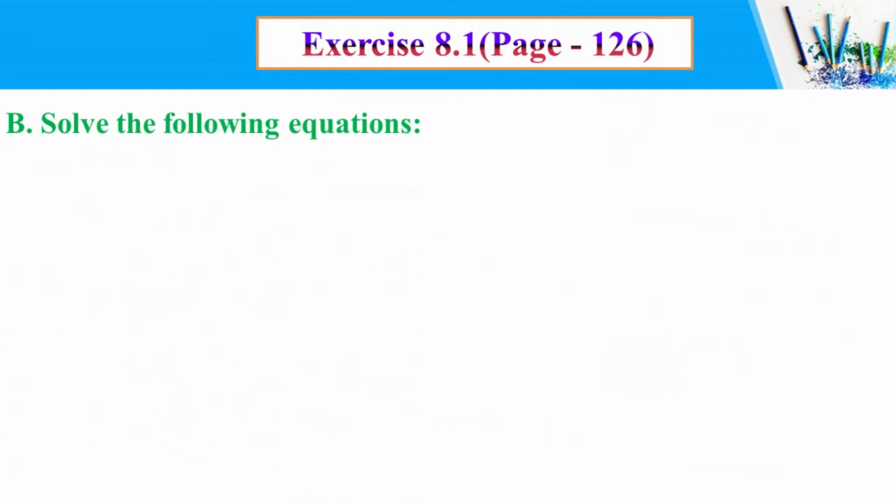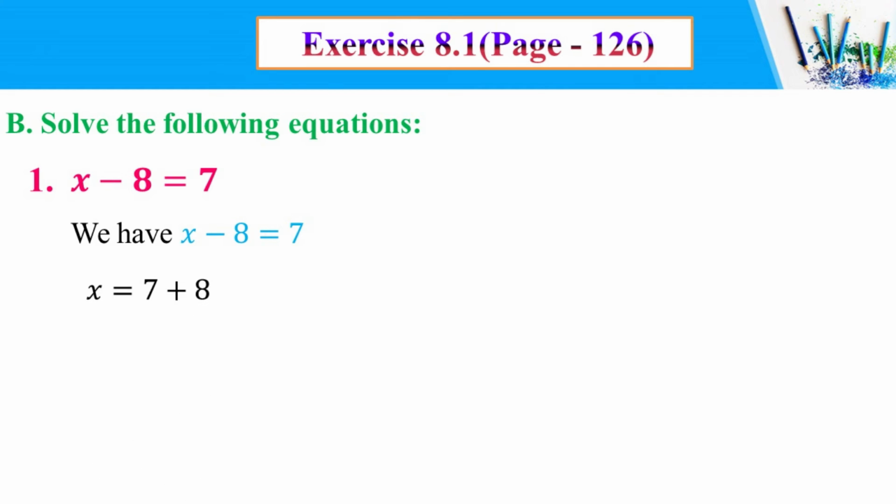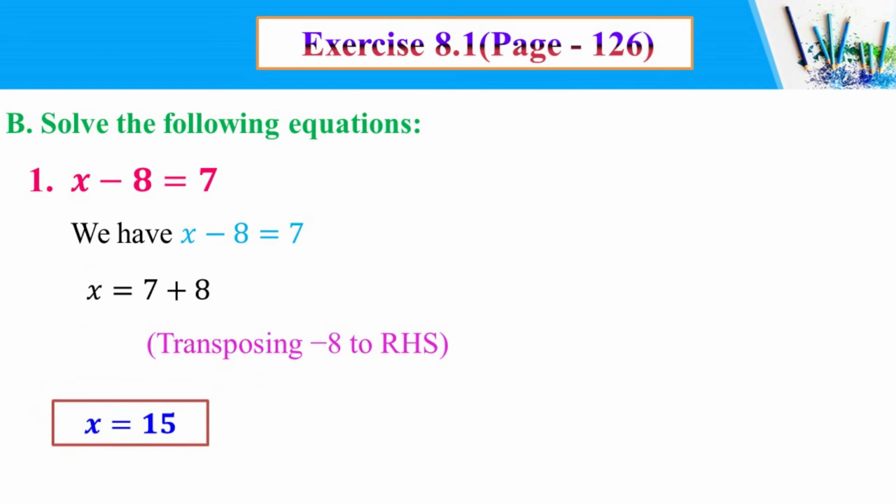Let us move to exercise sum. Solve the following equations. x minus 8 equal 7. Now we write the variable x on left hand side. Next, transposing minus 8 from LHS to RHS. Now we can change the sign. Minus 8 will get a plus 8. So x equal 7 plus 8. 7 plus 8 will get 15. So the solution of x is 15.